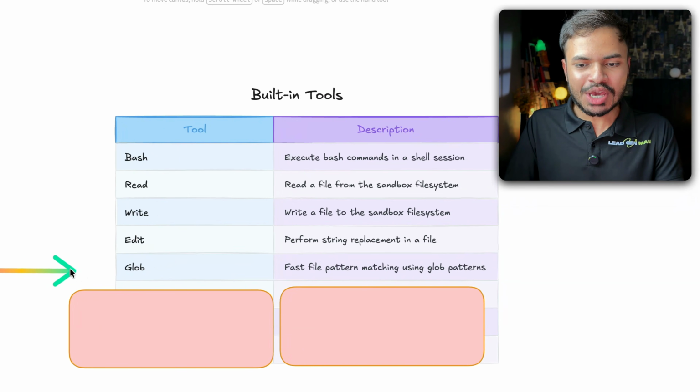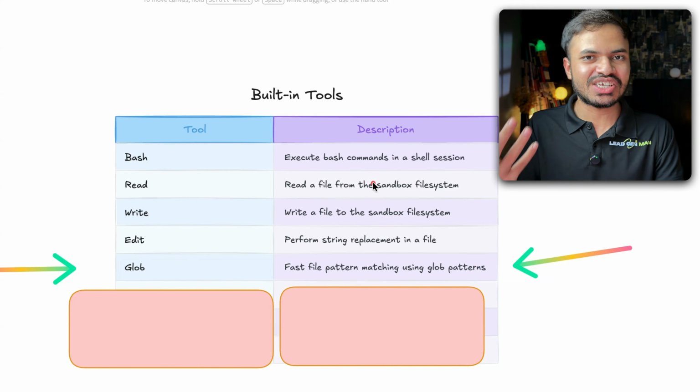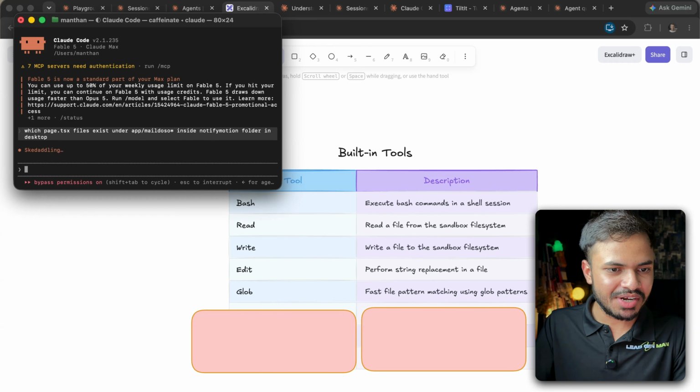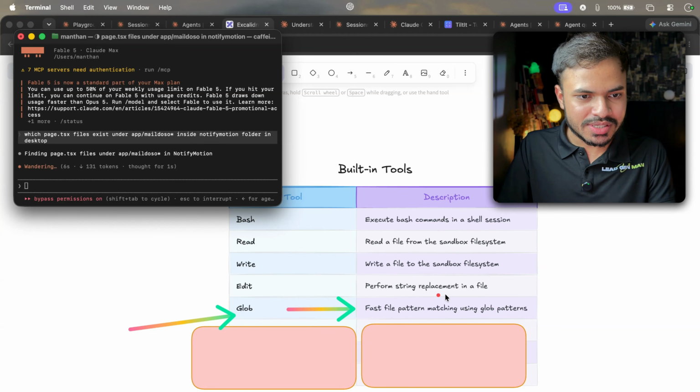Next, we have the glob tool, which uses glob patterns that help us do pattern matching across our file system much faster and more efficiently. For instance, I want to find all the files that exist under app/maildoso inside my folder. So let's give it a go, and it will use our glob tool to perform fast file pattern matching using glob patterns.